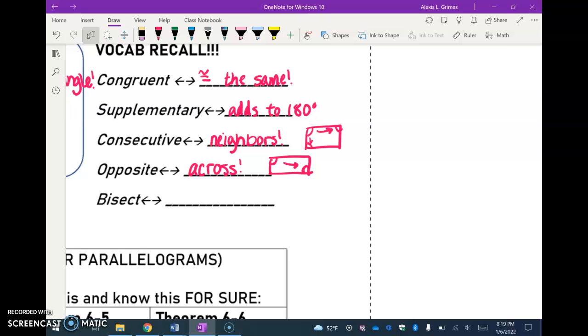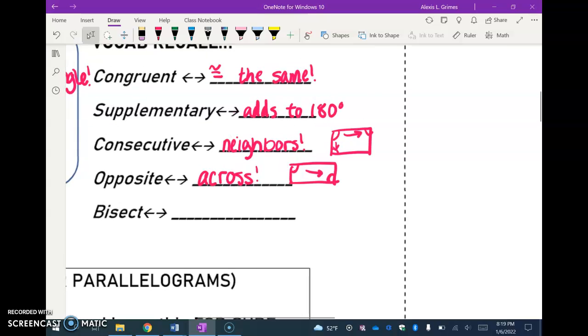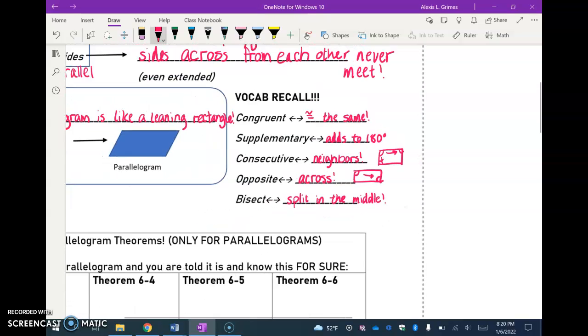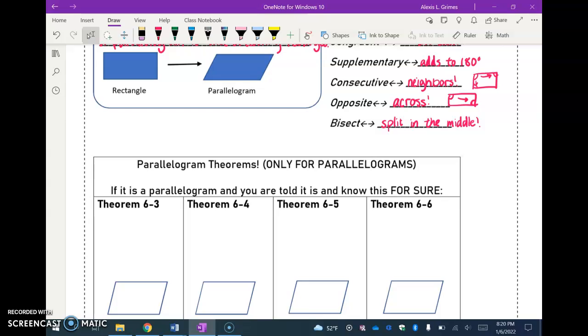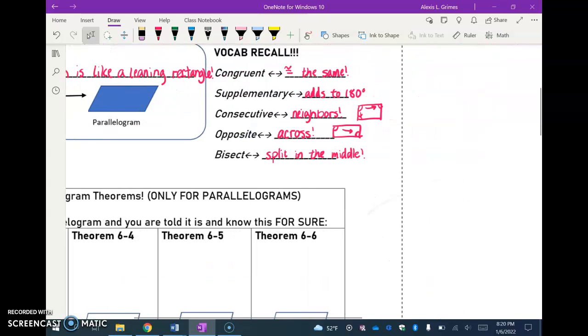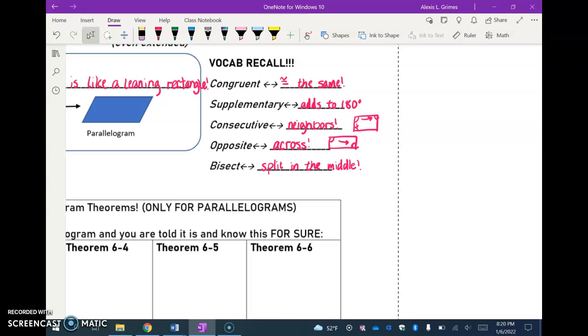Bisect, we learned segment bisector and we learned angle bisector. Think about what those words meant. Segment bisector and angle bisector. We're gonna write split in the middle. Split in the middle. I'll give you a second to write that down.